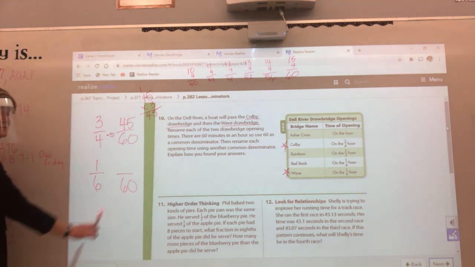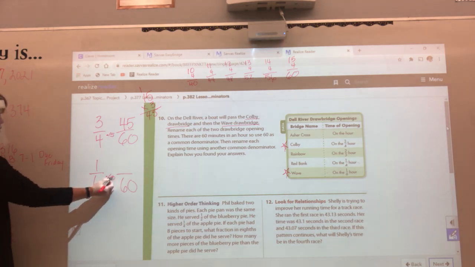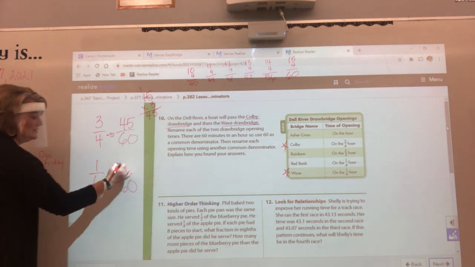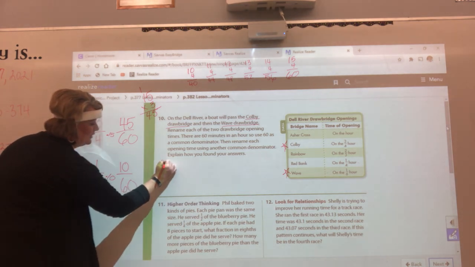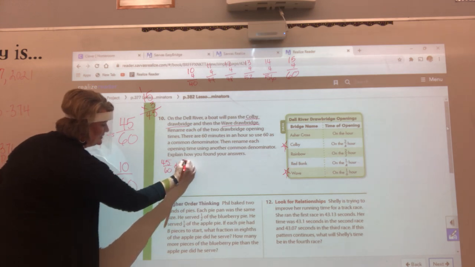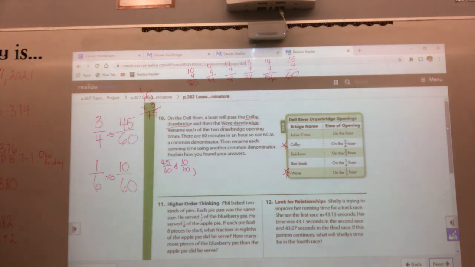How do you go from 6 to 60? What do we multiply by? 10. Well, if we multiply the bottom times 10, we got to multiply the top times 10. So what's my answer? 10. So there's your first set of answers. 45 over 60 and 10 over 60. But then I'm putting a semicolon because I'm not done.